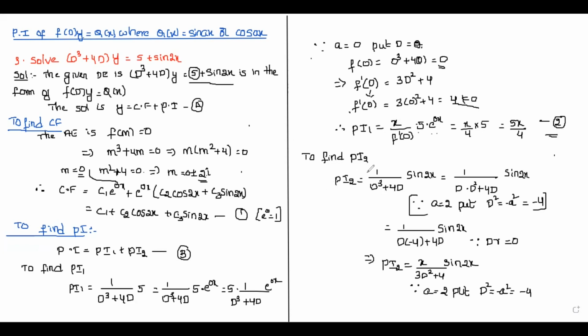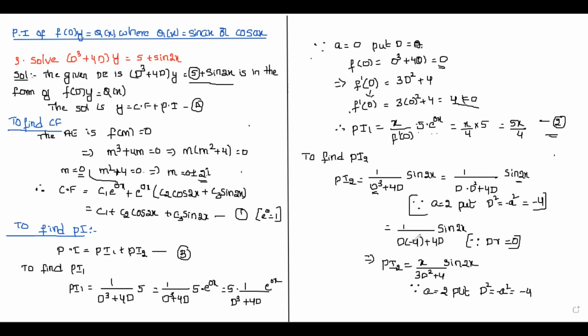Now to find the particular integral 2, which is the trigonometric function sine 2x. Now here d cube should be written in terms of d square only, as we can substitute by minus a square. So d cube is written as d into d square plus 4d into sine 2x. Since the coefficient of x is 2 here, means a is equal to 2, you have to substitute d square is equal to minus a square, which is equal to minus 4. Here we have to observe carefully that minus 4d plus 4d, the denominator is equal to 0. So the denominator should not be equal to 0.